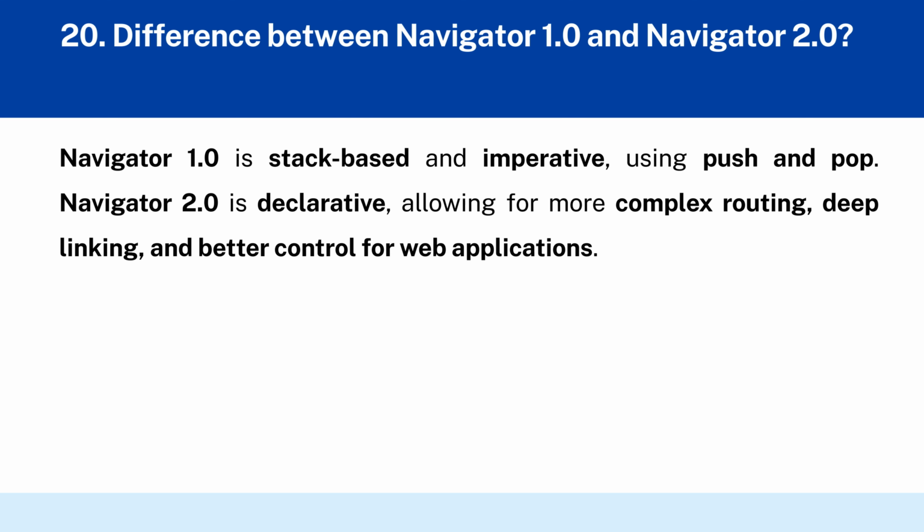Difference between Navigator 1.0 and Navigator 2.0. Navigator 1.0 is stack-based and imperative, using push and pop. Navigator 2.0 is declarative, allowing for more complex routing, deep linking, and better control for web applications.